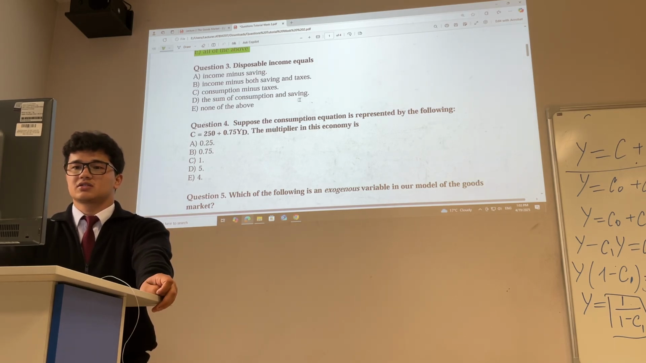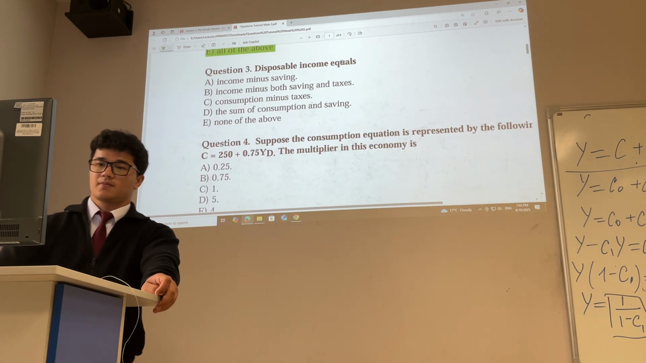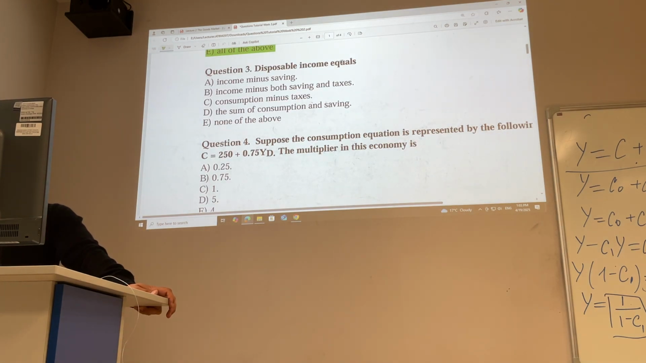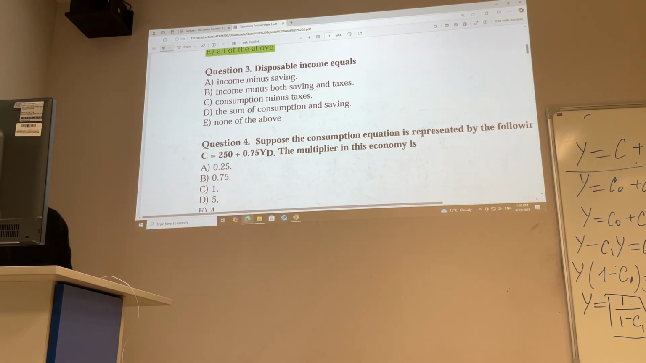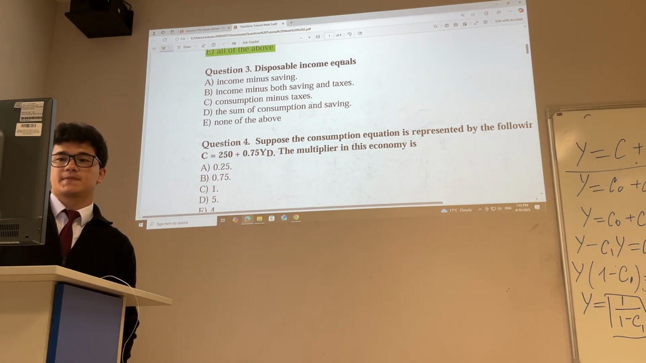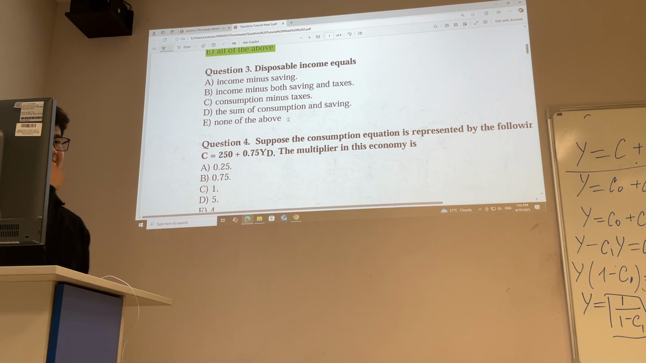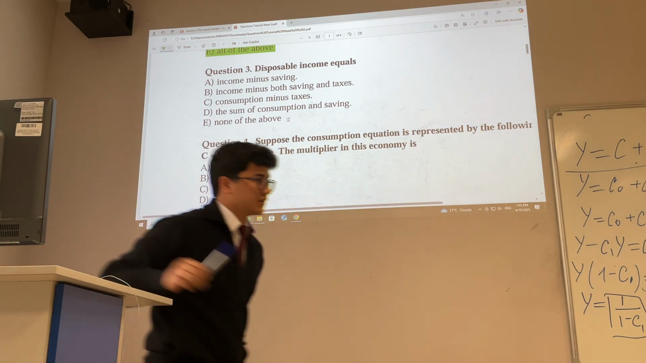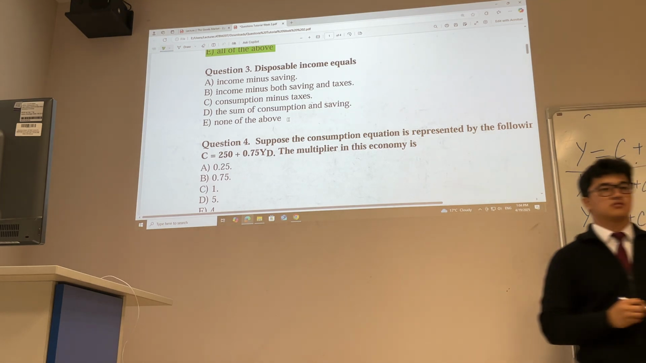Disposable income equals... just look at the formula and know how to derive it. That's E. You see E? Just look at the formula one more time, please. Not only for this formula, we also have savings, right? Also here, we have disposable income.